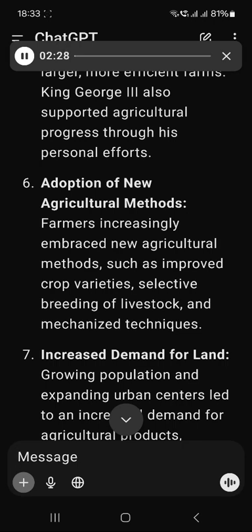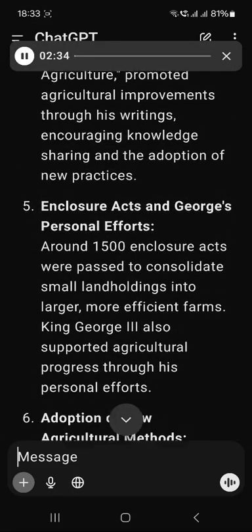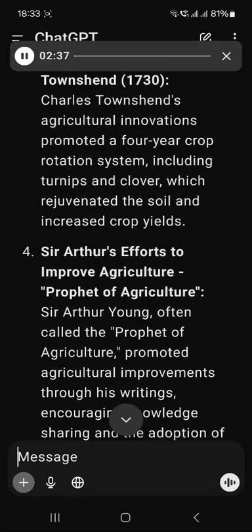7. Decline in cottage industries. The decline of cottage industries pushed farmers to seek alternative sources of income and encouraged the adoption of more efficient agricultural practices to sustain livelihoods.